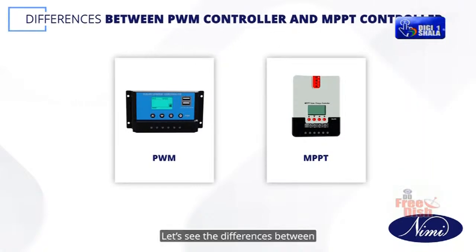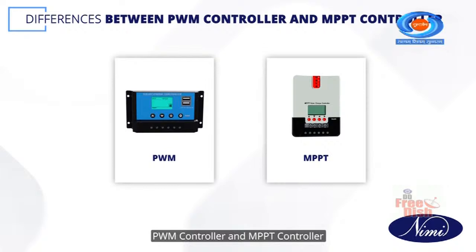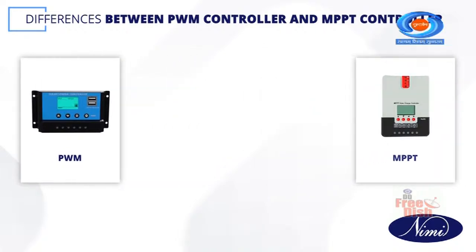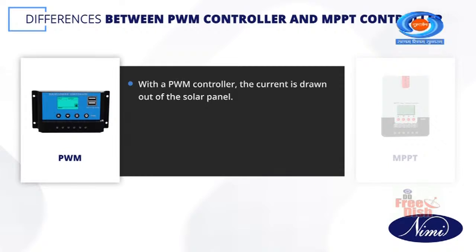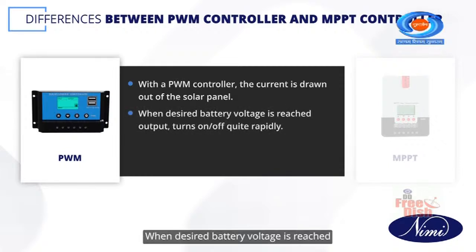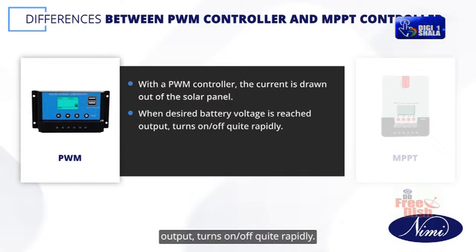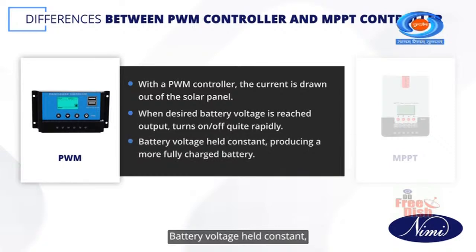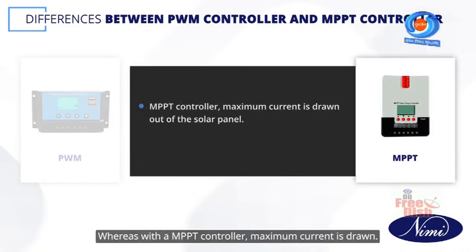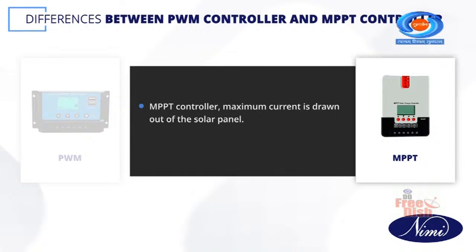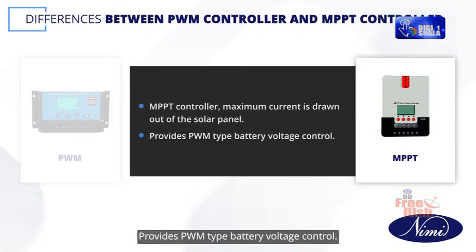Let's see the differences between PWM controller and MPPT controller. With a PWM controller, the current is drawn out of the solar panel. When desired battery voltage is reached, output turns on or off quite rapidly. Battery voltage is held constant, producing a more fully charged battery. Whereas with the MPPT controller, maximum current is drawn. It provides PWM type battery voltage control.